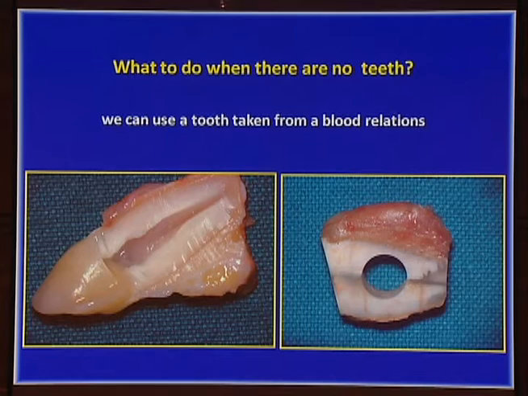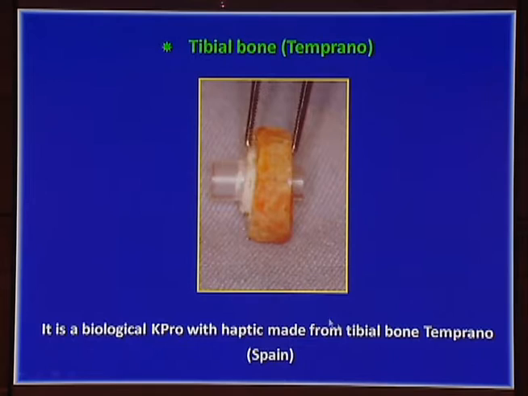And we could suppose the duration and the strength of the implant in this case could be less, but there is no scientific proof of this. The tibial bone was invented by Temprano in the 90s in Spain. It's biological. We have no experience using this device. We believe being a biological device, it is reliable.